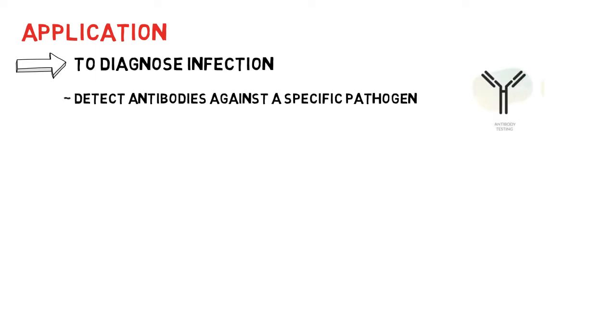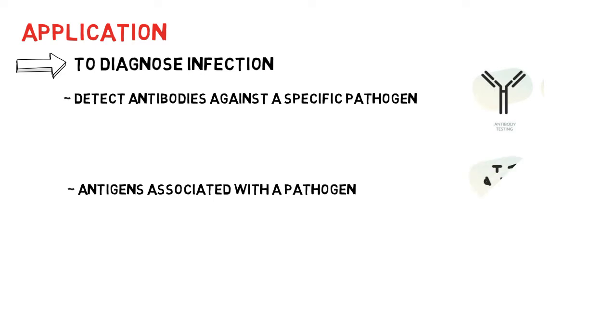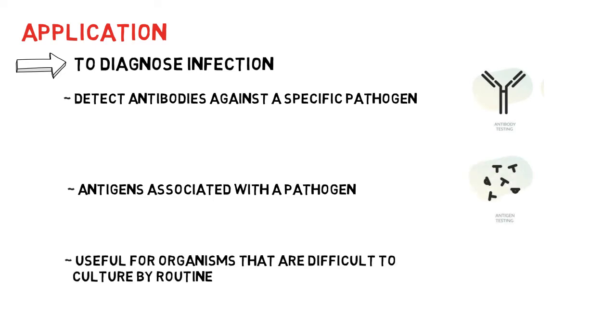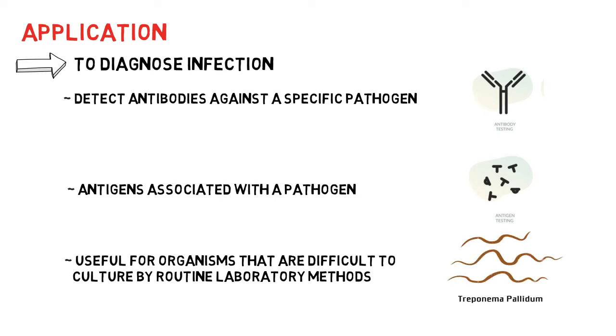Now, here are some applications of serological assays. These tests may be performed to diagnose infections. They are used to determine if a person has antibodies against a specific pathogen or to detect antigens associated with a pathogen in a person's sample. Serological tests are especially used for the organisms that are difficult to culture by routine laboratory methods like Treponema pallidum, the causative agent of syphilis.